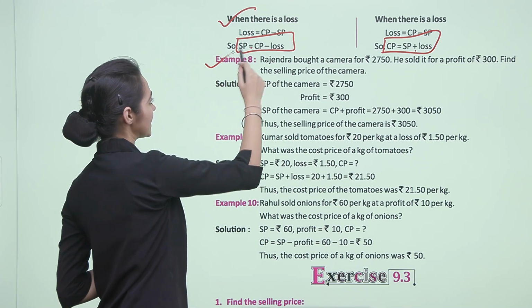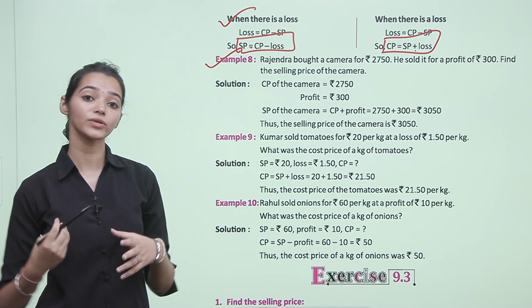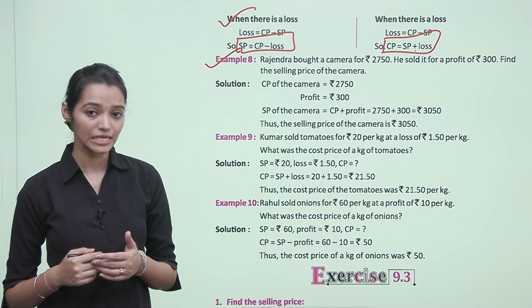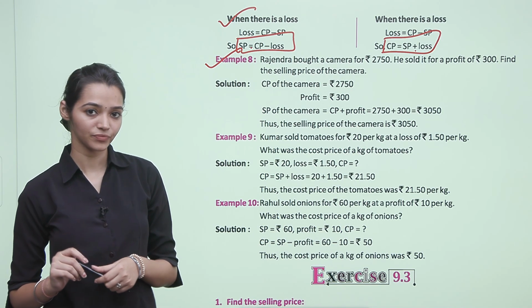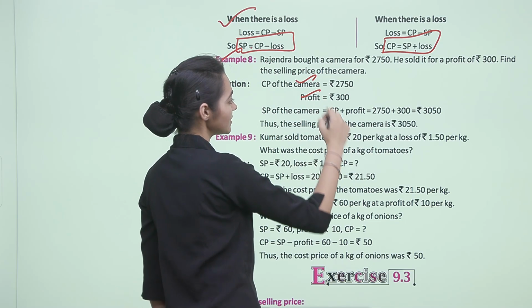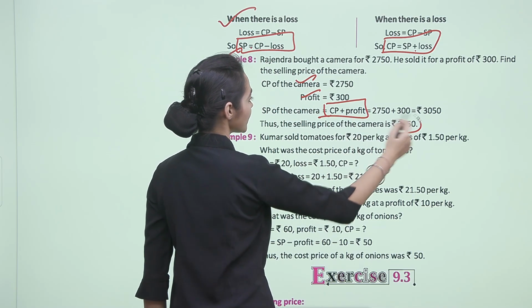Now let's look at example number 8. We are told that Rajinder bought a camera for 2750 rupees. He sold it for a profit of 300 rupees. We have to find the selling price of the camera. So cost price is given, profit is given, selling price is equal to cost price plus profit, that is 3050 rupees.